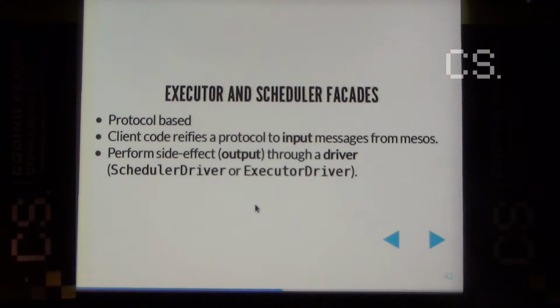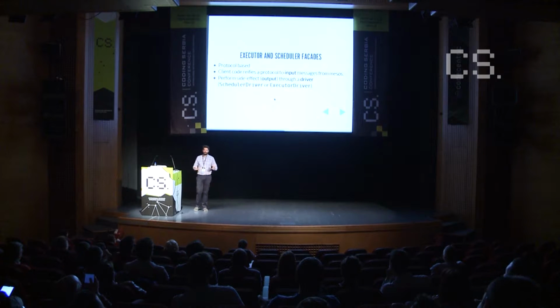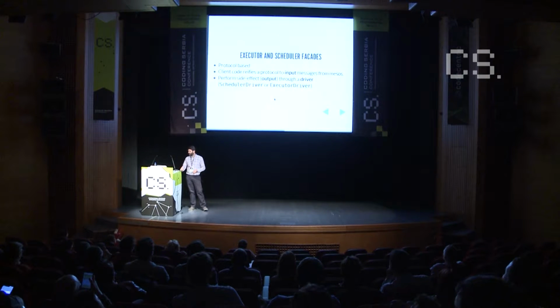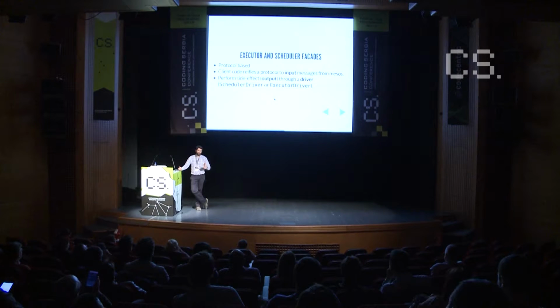So everything is protocol-based, which in the Java world would mean that everything works with an interface in that facade. Your client code just has to realize that interface, or that protocol in the Clojure parlance, to receive input messages from the master, and then you're given a driver which helps you emit messages back to the master when you're building a scheduler or an executor.